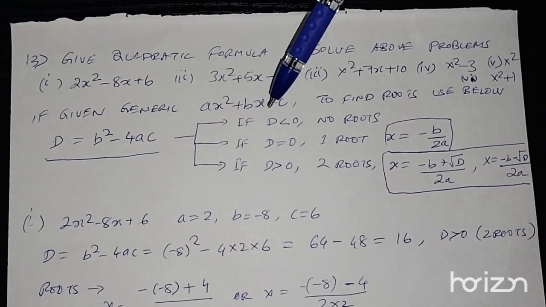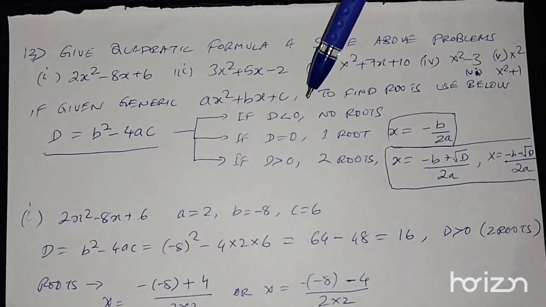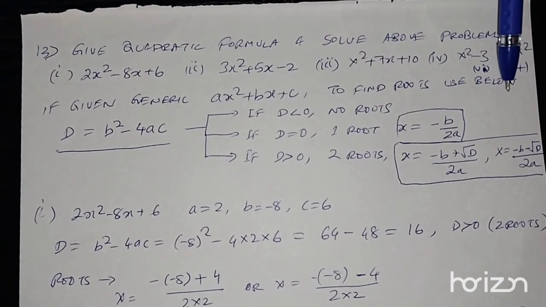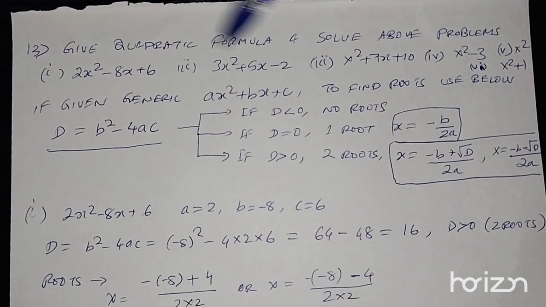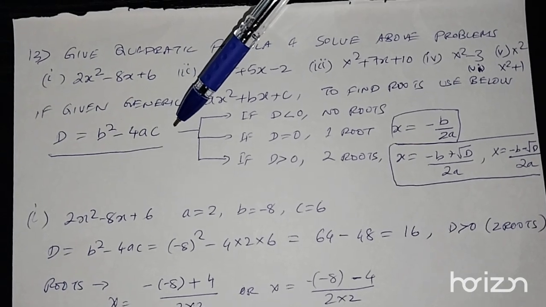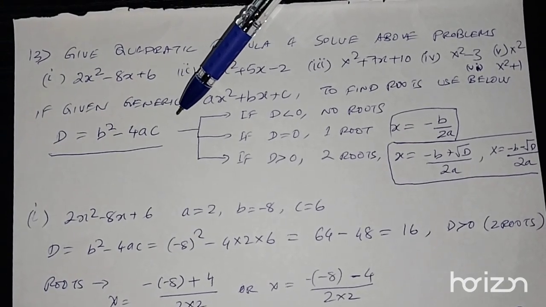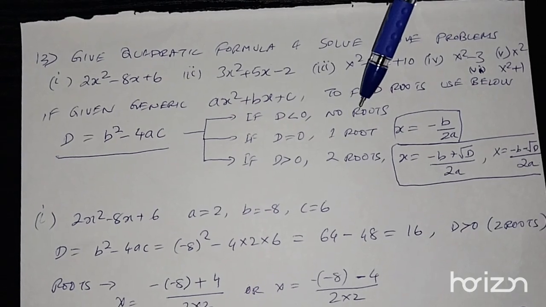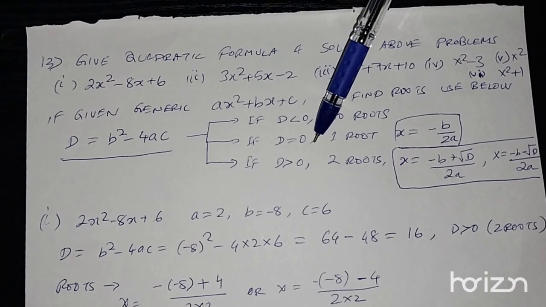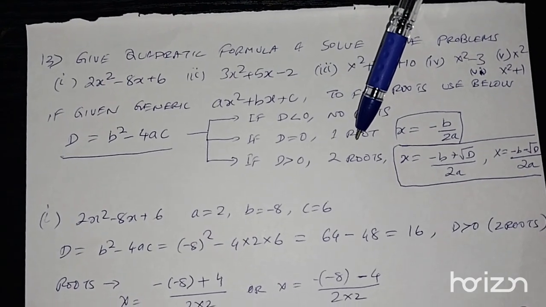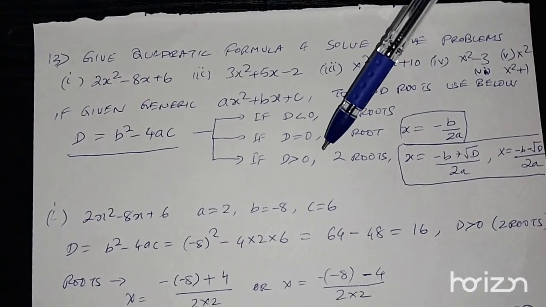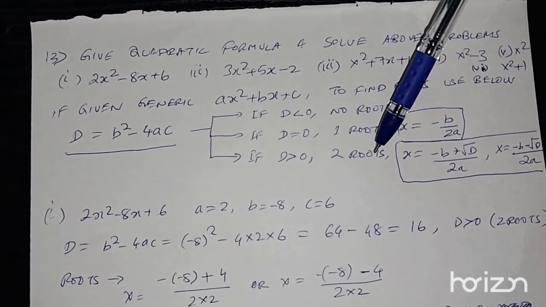Now the generic formula for solving equations of the type ax squared plus bx plus c equal to 0, to find the roots, the procedure is below. First you have to calculate capital D is equal to b squared minus 4ac. This is what is known as the determinant. Now if D happens to be less than 0, this quadratic equation will have no roots. If D equals 0, then the quadratic equation will have only one root, which is minus b by 2a. If D is greater than 0, then the quadratic equation will have two roots.